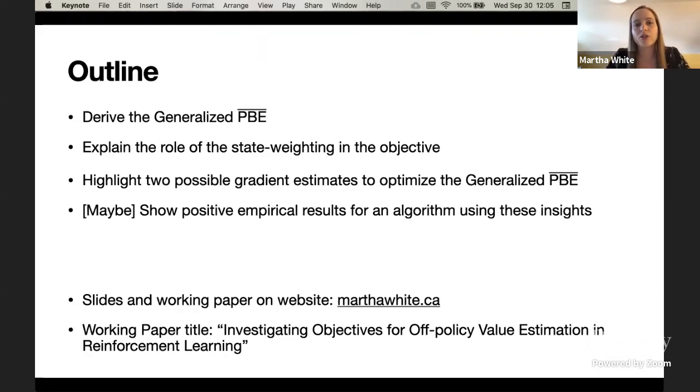There are at least two ways that we could try to optimize this objective. And I think one of those ways is a much more promising direction that makes it more likely that this objective will actually be adopted in practice. Okay, and then if there's time, I'll show you some positive empirical results. This paper is not yet published, but it's an extension of an ICML paper from this year, and I have a working paper up on my website if you'd like to check it out. I also have the slides for this talk on my website.